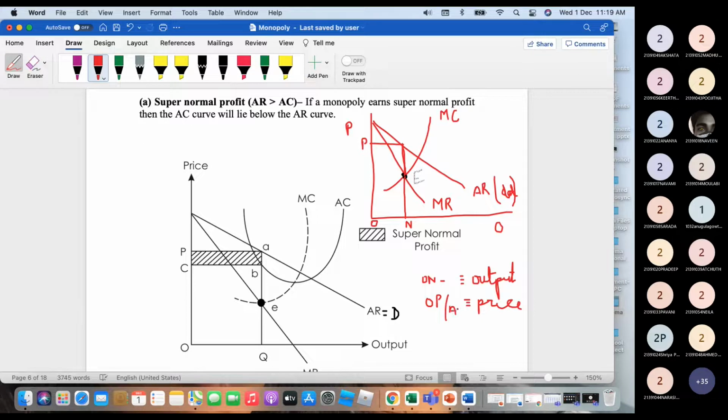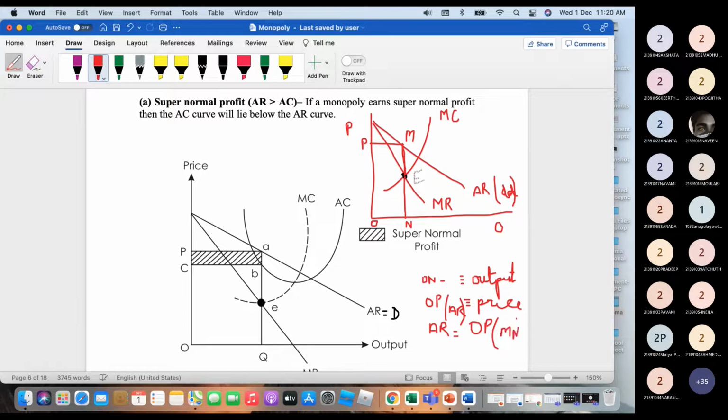If you remember, we have done your revenue analysis. OP is your price, OP is your revenue. If you want to put this parallel to each other, you can put it here. I am putting it as M or whatever it is. So your AR, because now we have to know if it's profit or loss. AR is equal to OP, or it is equal to MN.